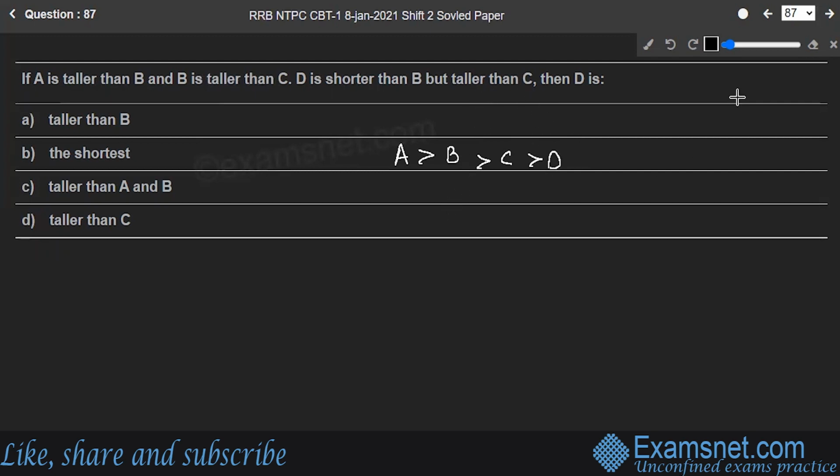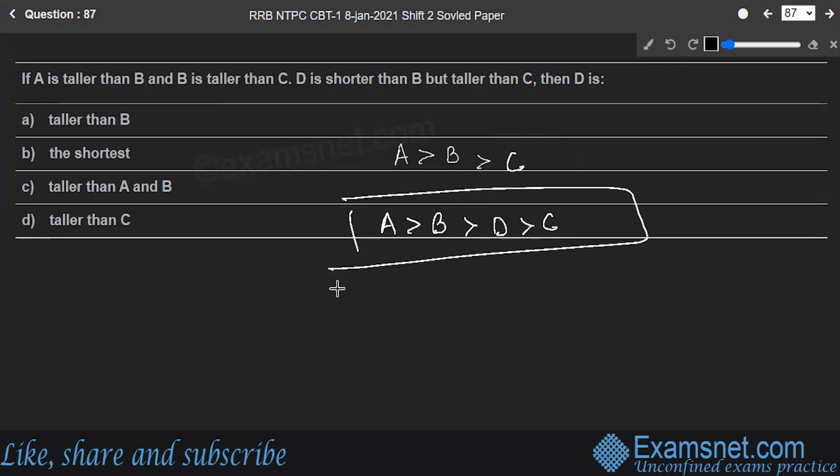Taller than this, so D will not come over here. A is taller than B, B is taller than D, and D is taller than C. So this is the correct arrangement. Now, is D taller than A and B? No. Shortest? No. Taller than C? D is taller than C, right?